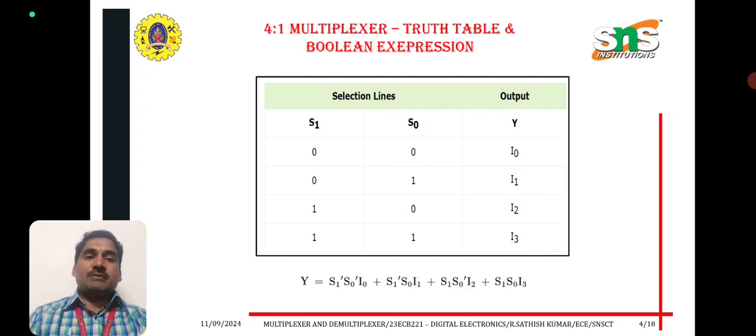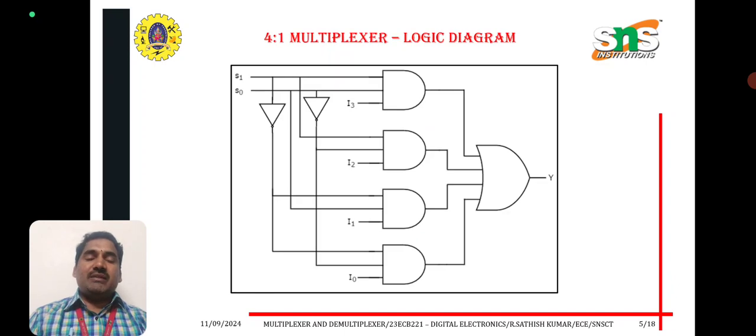For the Boolean expression, we are going to draw the logic diagram with S0, S0 bar. We can connect it as I0, I1, I2, I3. All these combinations are connected to an OR gate which produces the output Y.